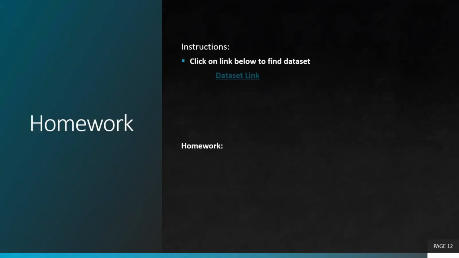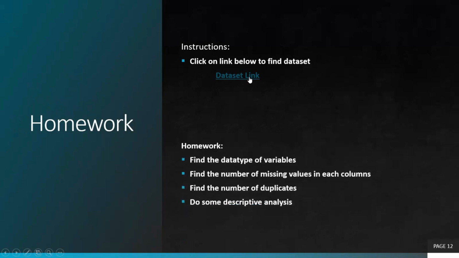Now you have a little homework to do. Here is the link of the dataset. All you have to do is to just create an account and download the dataset. Now these are the homework instructions. You have to find the data type of variables. Also the number of missing values in each column. Also find the number of duplicates and do some descriptive analysis.